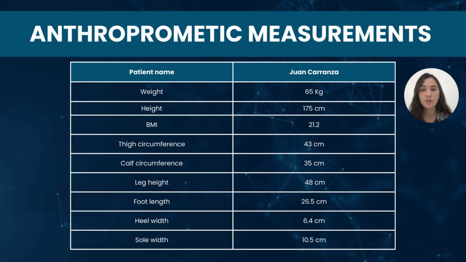The table shown on the screen is the anthropometric measurements of our patient. Our patient is called Juan Carranza, and he has a weight of 65 kilograms, a height of 175 centimeters, foot length 26.5 centimeters, and others.